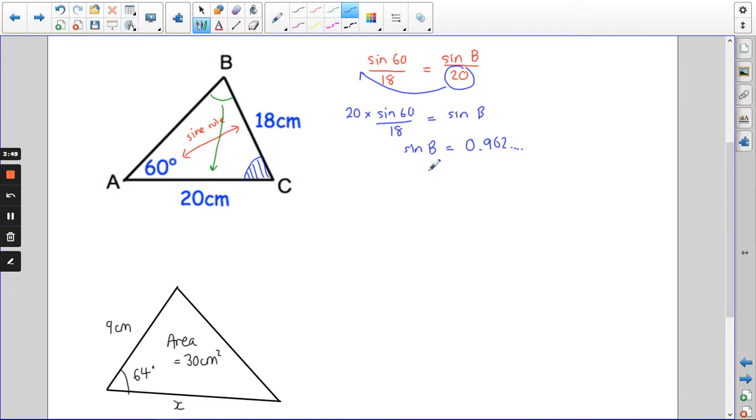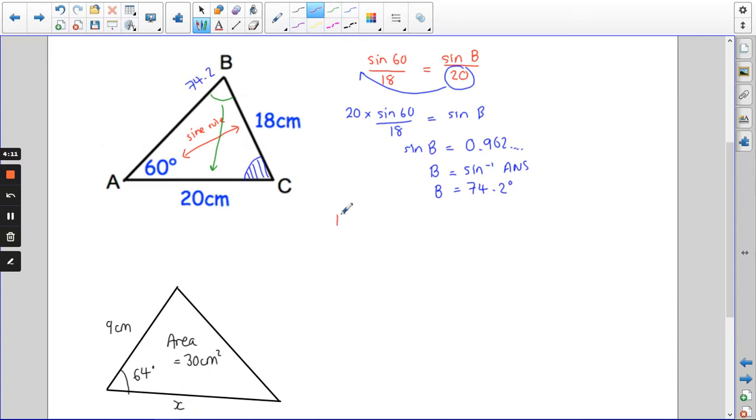Remembering back, if you want to find B, you have to do the inverse operation of sine, which is sine minus 1. You can use the answer key as well if you've left the number on the screen. And angle B comes out as 74.2 degrees. So that goes up there. Which still doesn't help us to find the area because it's not the included angle.